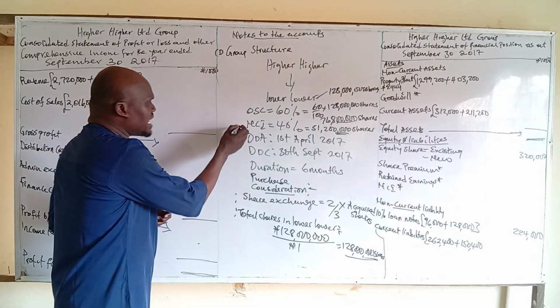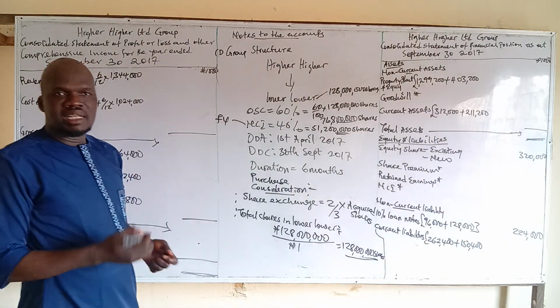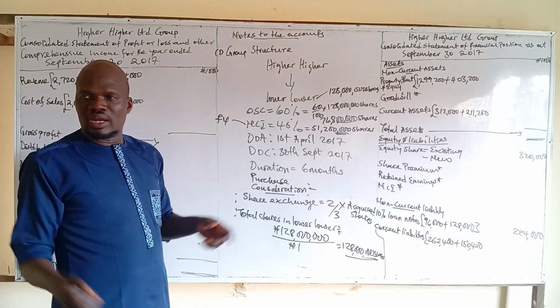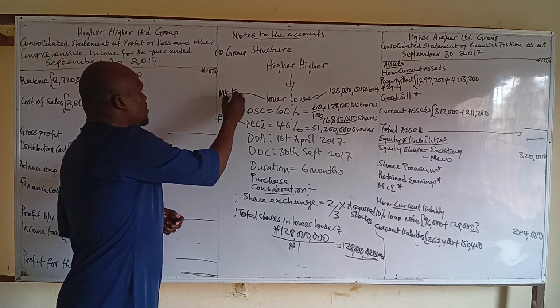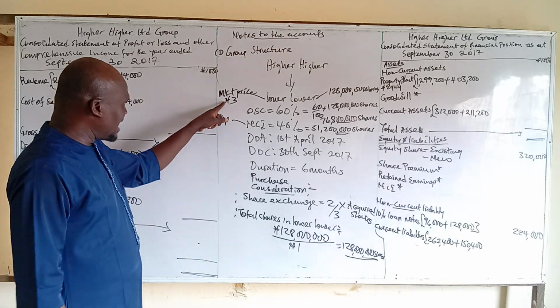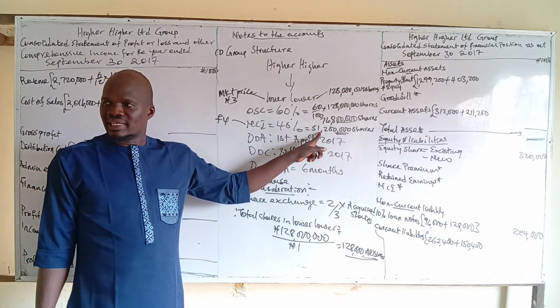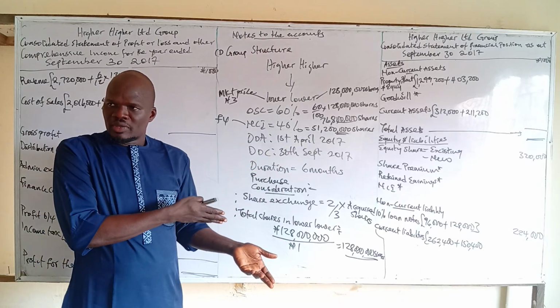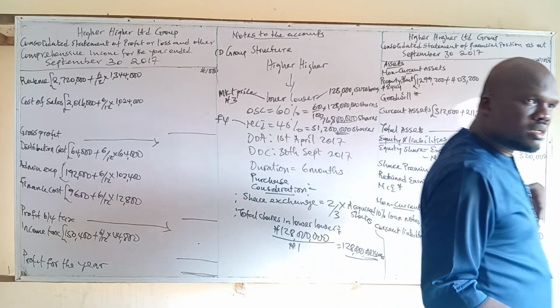So if NCI is measured at fair value, and the market price of Lower is, let's say, 3 naira, all you need to do is multiply 3 naira by the number of shares allotted to NCI. You get the value in naira, not shares. Noted, right?